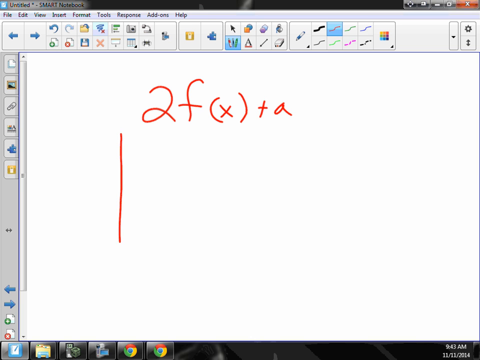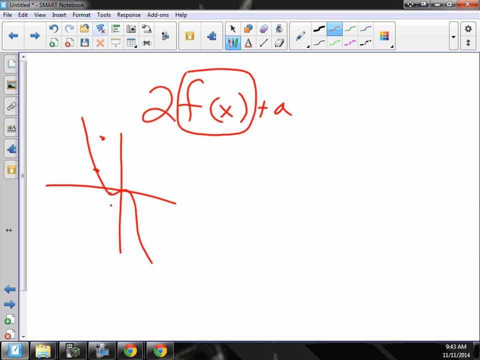What if I multiply f of x by 2? So I take my original graph, whatever it is, and these are y values. What if I double my y values? Then this number is going to bounce up here. This number is going to go to here. This number will remain unchanged. And it's now twice as tall as it used to be. What if I divide my y values by 2? It's going to get shorter, so we're going to compress the y values.